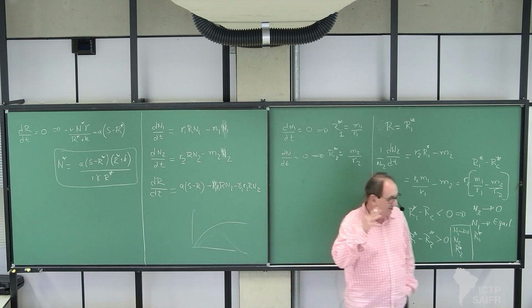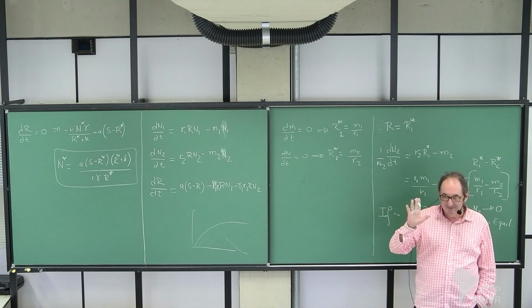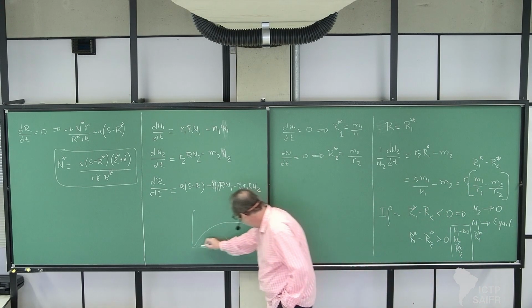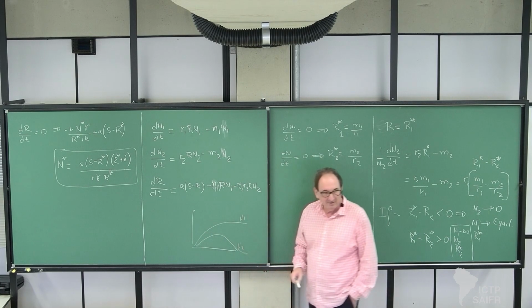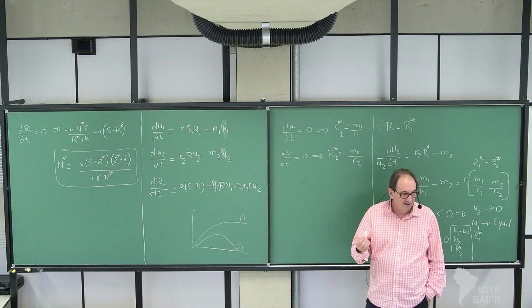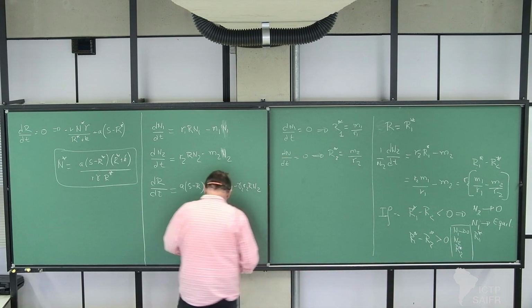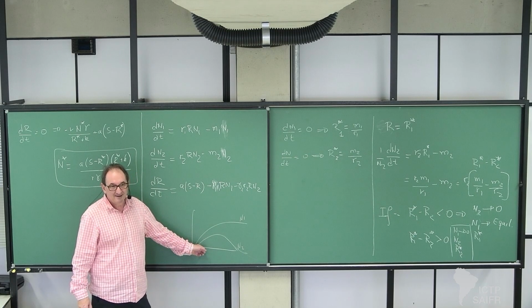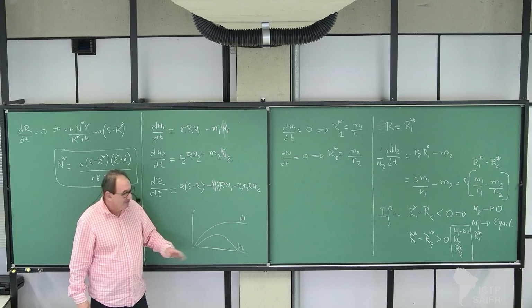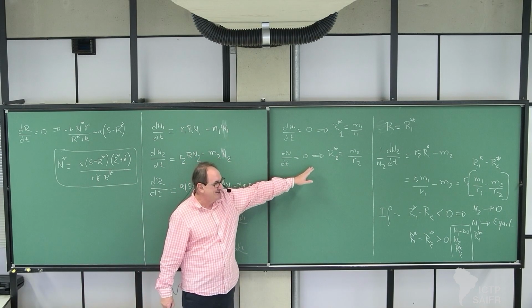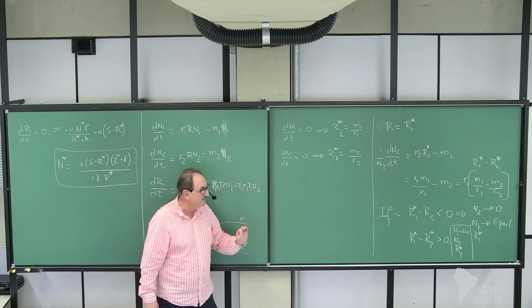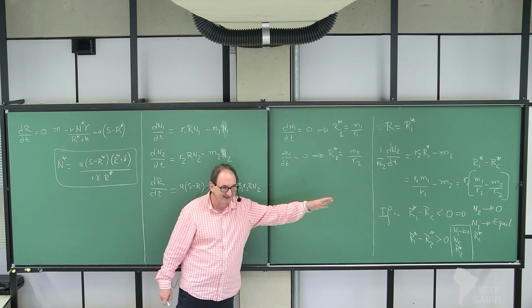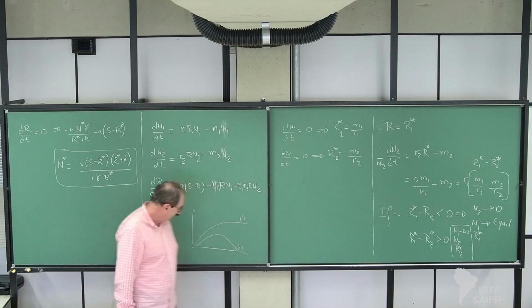Okay, let's be more specific. Say this is N1 and this is N2. The derivative of N2 here is positive, so it's invading. Now, what an invasion analysis is about is that one of them is in equilibrium, and then the other one comes with a small population and tries to invade. That's the thing.